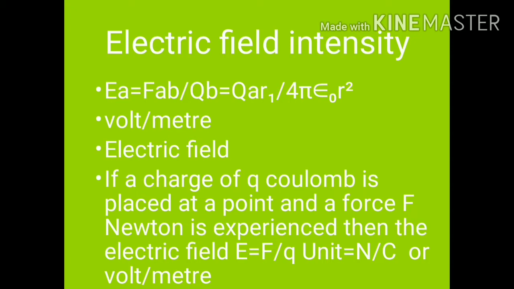Electric field intensity E_A equals F_AB divided by Q_B, equals Q_A R1 divided by 4 pi epsilon naught R square. Unit volt per meter. Electric field: if a charge of Q coulomb is placed at a point and a force F newton is experienced, then the electric field E equals F divided by Q, unit newton per coulomb or volt per meter.